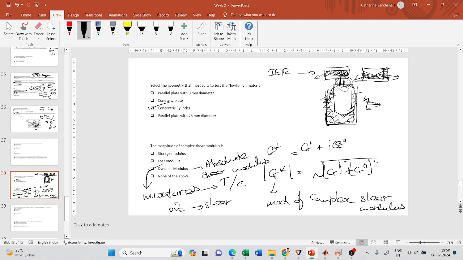We referred to a guideline where they had represented this as absolute shear modulus, and nowadays we are calling the magnitude of this complex shear modulus the absolute shear modulus for bitumen, and dynamic modulus in the case of mixtures.